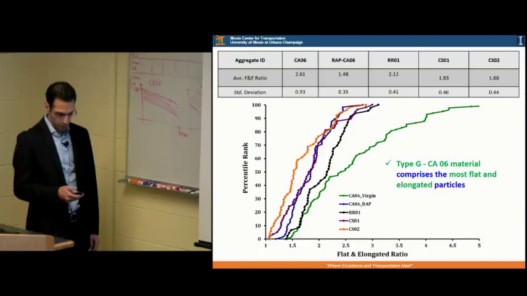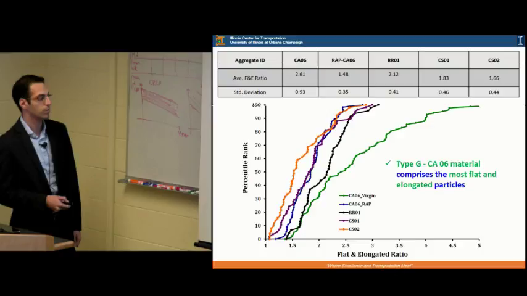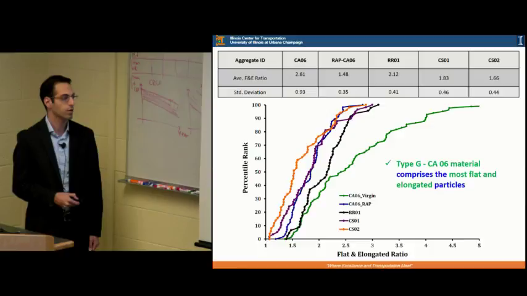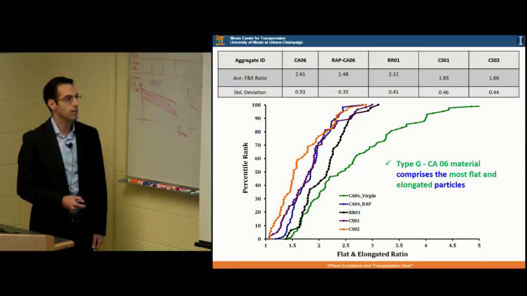Here is a summary of the results for the different shape properties of the materials. We're showing the flat and elongated ratio, for example, and this is the percentile rank. Just like we can get a gradation curve for the materials, we can also get a percentile rank of the different shape properties by getting the shape properties for different aggregate sizes and making a percentile rank for different ranges of materials. As you can see here, the material that had the highest flat and elongated ratio was the dolomite material, the capping material, while the material that had the lowest flat and elongated ratio was the CS02 material here, the type C material, which is the large rock primary crush and run virgin material.